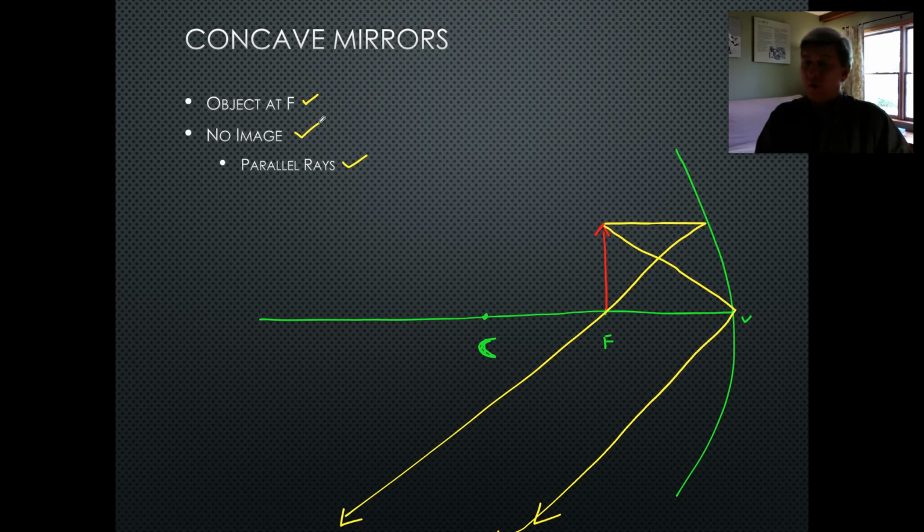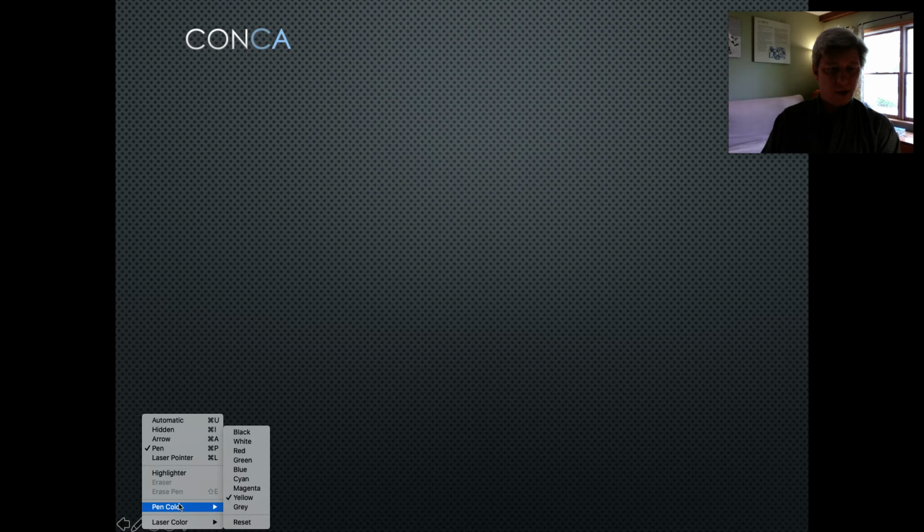Okay, now there's only one more place that I can put my object in front of a concave mirror, and that is going to be between the focal point and the vertex. Now this one's going to require a little bit of imagination. So let's move on here.